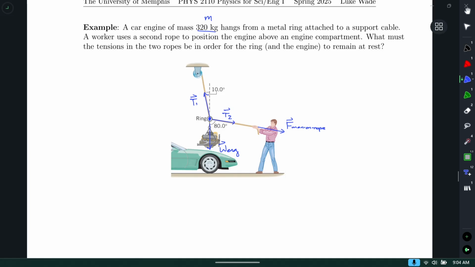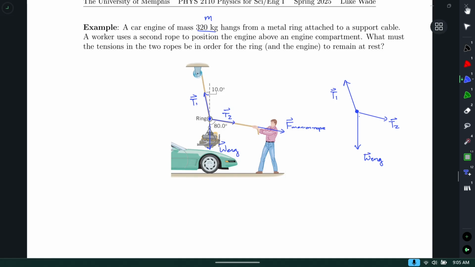All right, so let's turn this into a free body diagram. We've got T1, T2, and the weight of the engine, which is going some kind of way right now. All right, there we go.